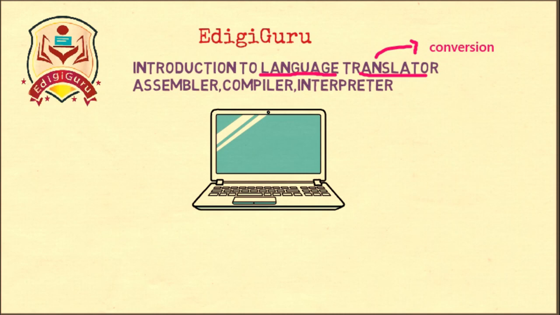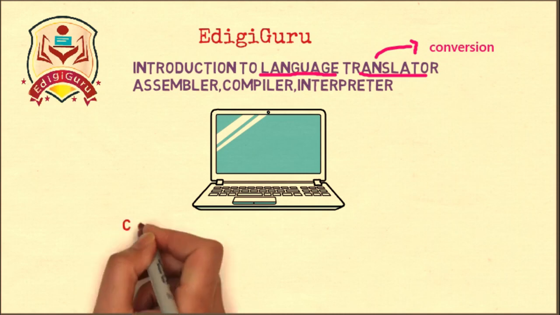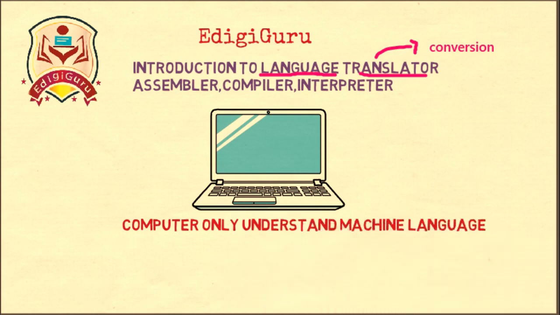We all are aware that the computer is a machine. Computer is a machine which can only understand machine language. Computer doesn't understand the English language, or the high level language and the low level language in which the user usually writes the programs.